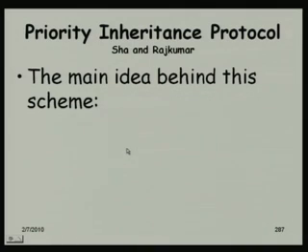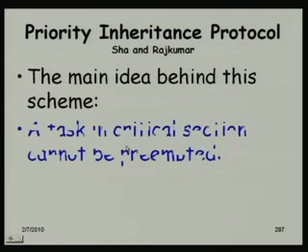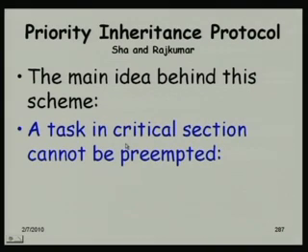A simple solution was proposed in the form of a priority inheritance protocol by Sha and Rajkumar. The main idea is that a task in its critical section cannot be preempted from resource use. You can roll back the task, you can roll back completely to the initial situation. The suggestion there is that we can somehow get back to the situation where the task started using the resource. But how do we do that?